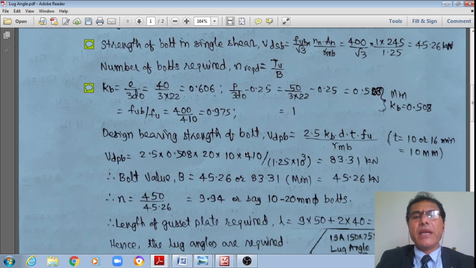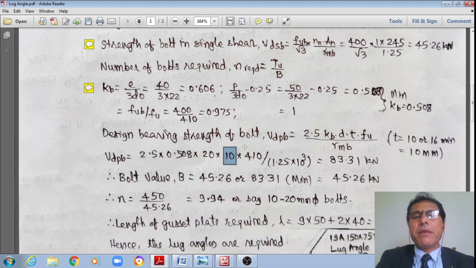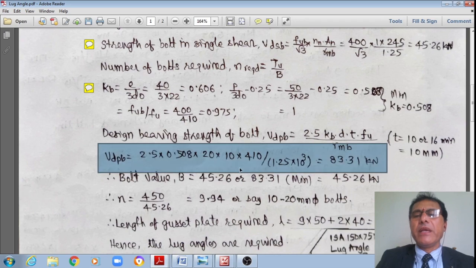Therefore, I'm just recalling that t is equal to 10, that multiplied by fu equal to 410 divided by 1.25, that divided by 10 to the power 3. It works out to, say, 83.31 for VDPB. Design bearing strength is equal to 83.31.